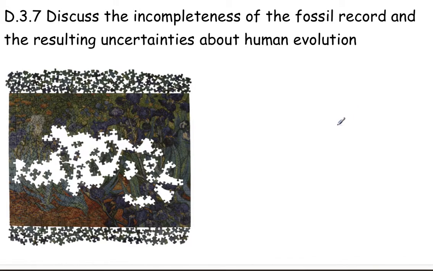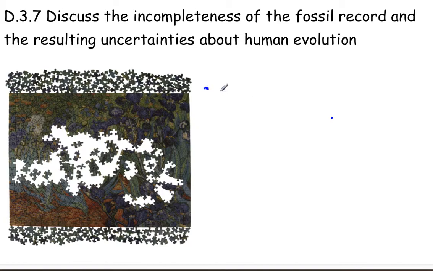And that kind of leads into D.3.7, discuss the incompleteness of the fossil record and the resulting uncertainties about human evolution. A good analogy that the book makes to think about this is like trying to analyze a jigsaw puzzle while you're still missing many of the pieces. Okay? So even though we do have many fossils, we don't have fossils that represent the entirety of human and hominid evolution. And so we can try to draw a picture and make hypotheses based on the evidence that we do have. But since we don't have all the evidence, we can't ever be completely sure about that.